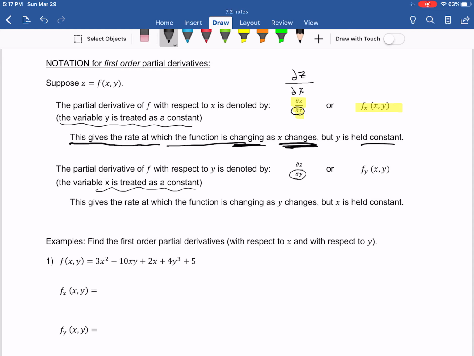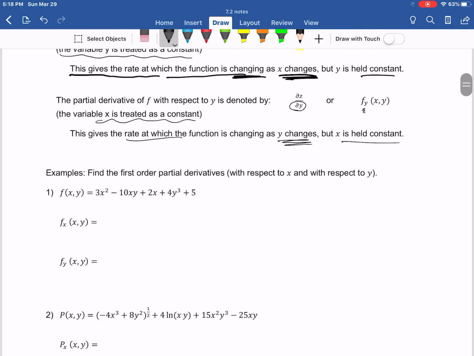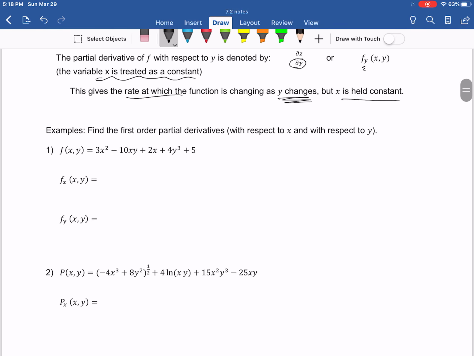All right, the other notation you're going to see, and I'll try to mix and match here, is f with a subscript of y. That means that y is your variable. Y is your variable. Everything else is a constant. Now this is going to give you the rate of change of the function as y changes, but x is held constant. So you're not changing the values of x and y at the same time. You change one at a time, leave the other alone, see what the result is, and then go back and change the opposite variable. So let's see how to take some partial derivatives.